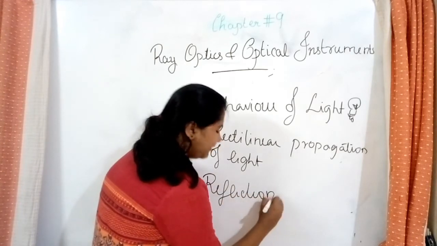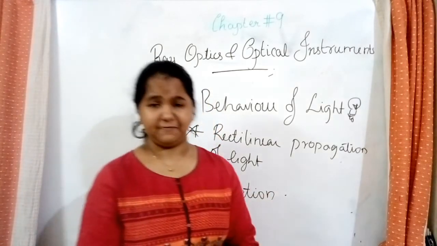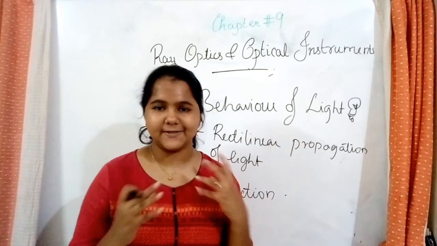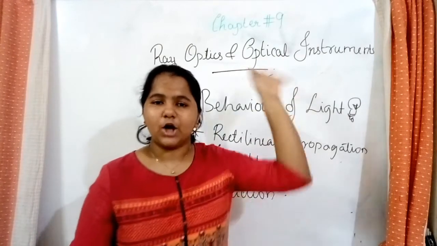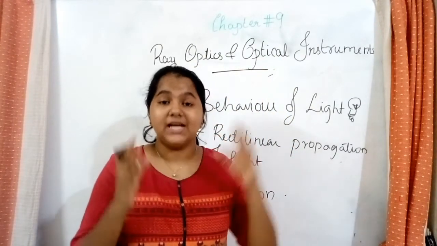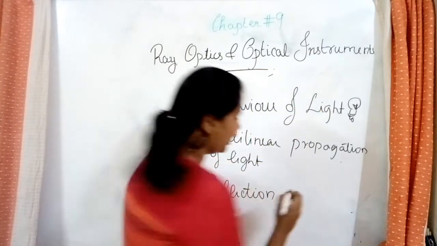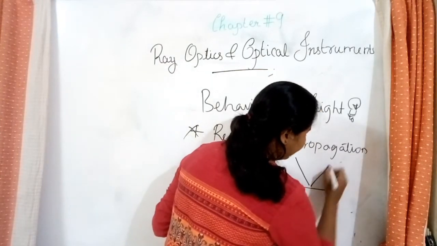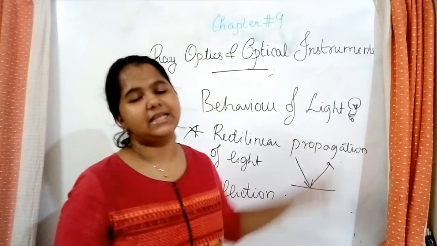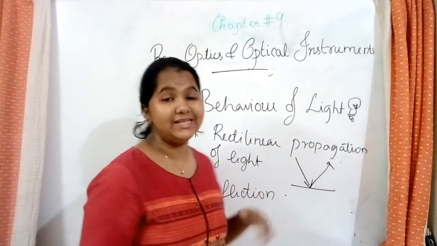This is a common phenomenon. We all know about reflection. We dealt with what is reflection from our standard 9. So what is reflection? Bouncing back of light. When light hits a surface, it will get reflected back. It will hit a surface and get reflected back. So this is called reflection.